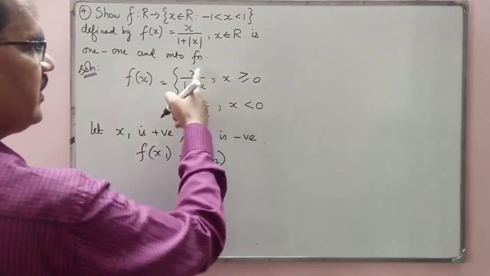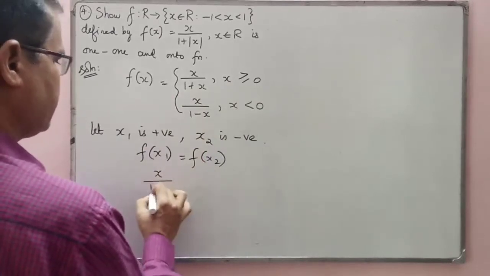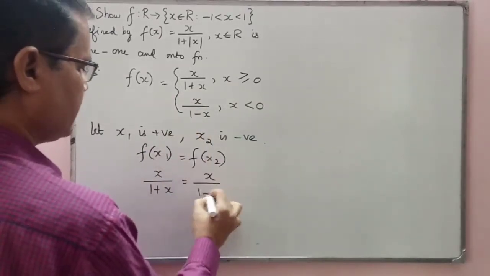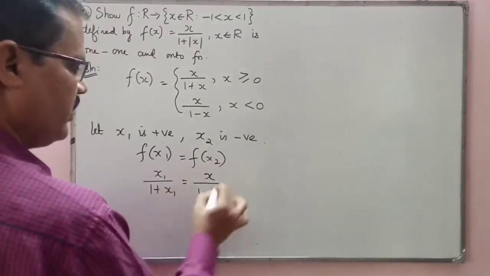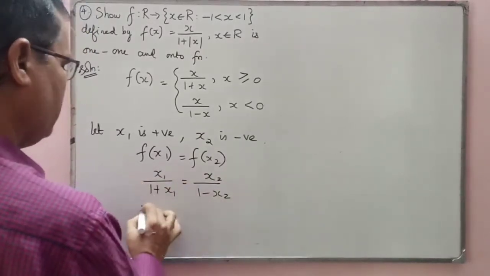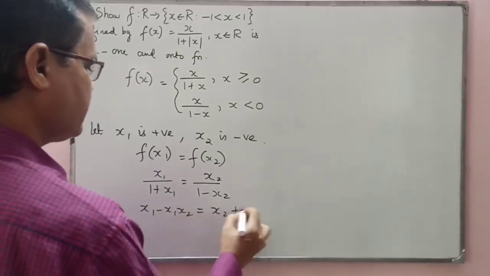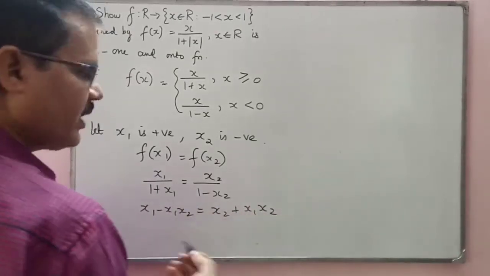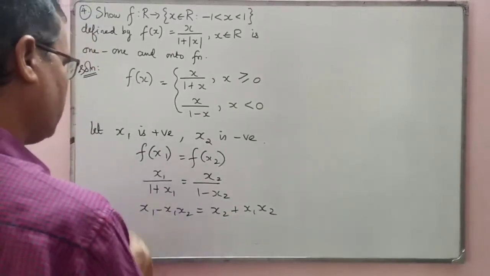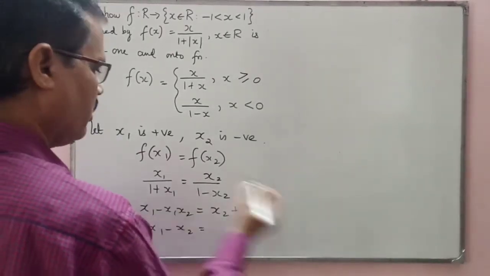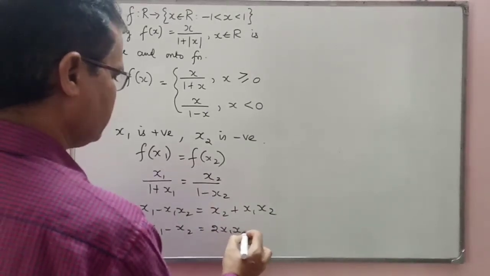Positive means what you should take? x by 1 plus x. Negative means you have to choose x by 1 minus x. So you have x1 here, you have x2 here. Cross multiply now. x1 minus x1 x2. Here x2 plus x1 x2. You cannot cancel anything. Bring everything on one side. So x1 minus x2, or you bring that, 2 times x1 x2.